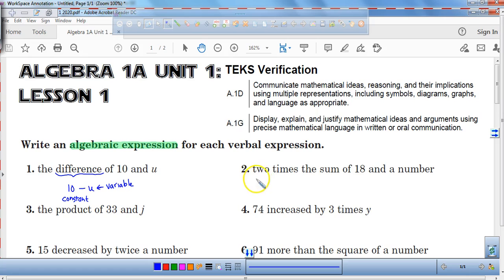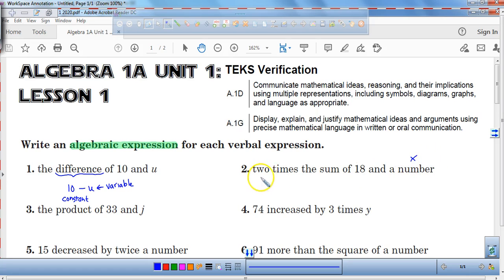Okay. Now, next one, number 2. It says 2 times the sum of 18 and a number. Well, I don't know what that number is, so you could use any letter to represent a number. It could be A, B, C, D. I'm just going to put X. That's very commonly what we use to represent a number that we don't know.